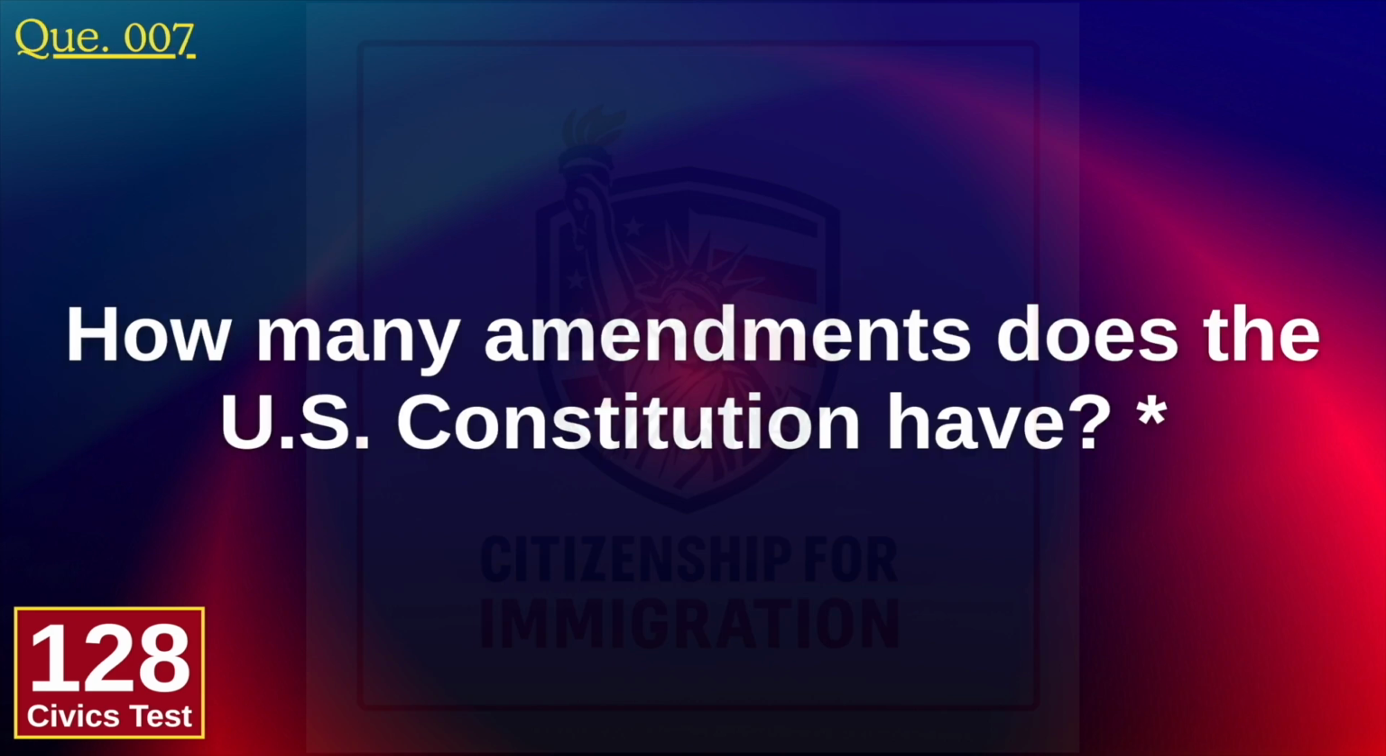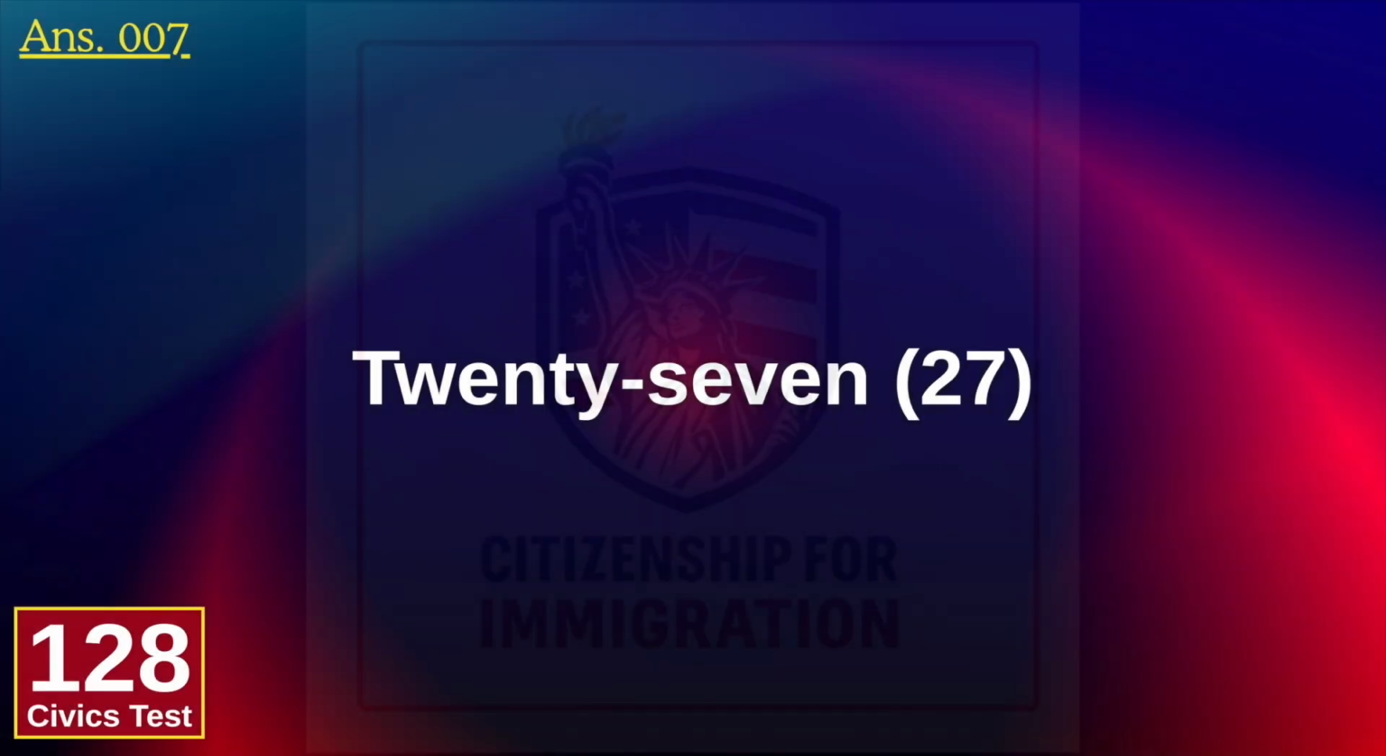How many amendments does the U.S. Constitution have? 27.